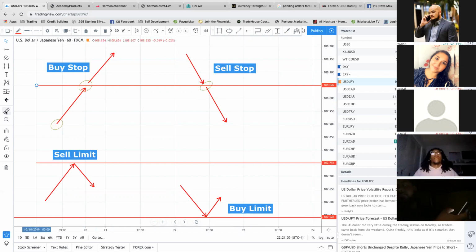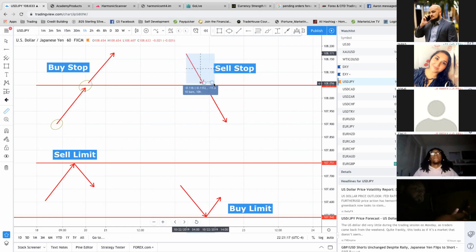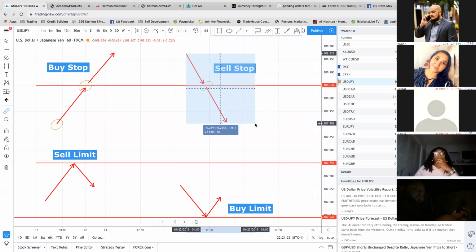So a buy stop means price is going to go up from where it currently is, initiate the trade, and it's going to continue upward. Sell stop means price is going to drop from where I'm at, it's going to initiate the trade, and it's going to continue on downward.